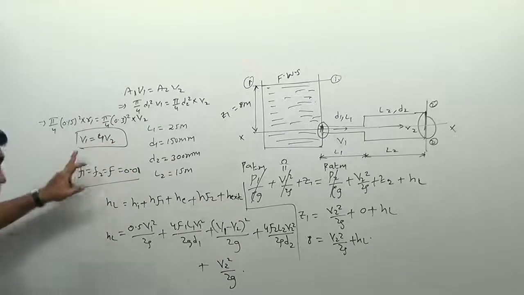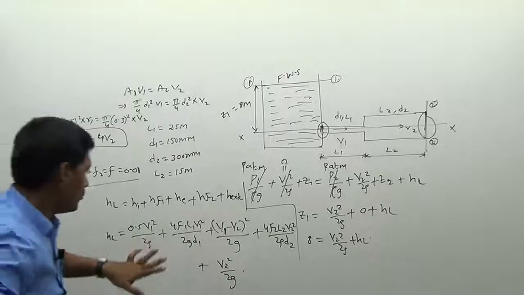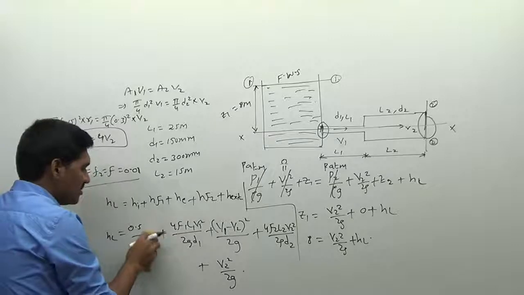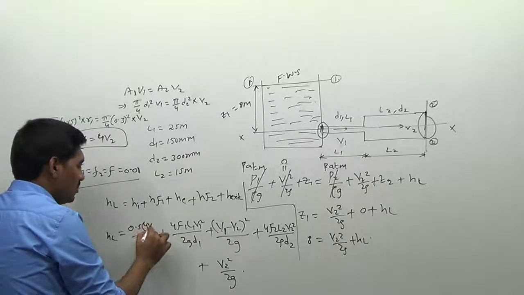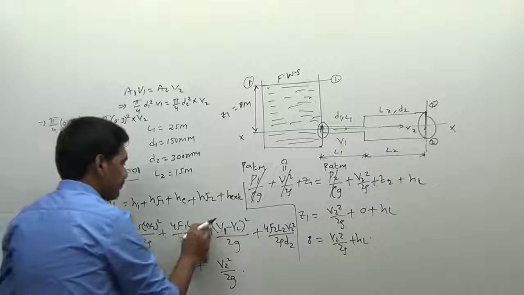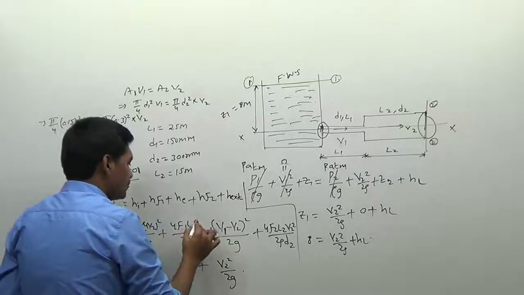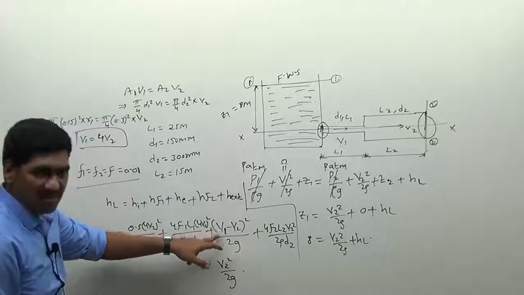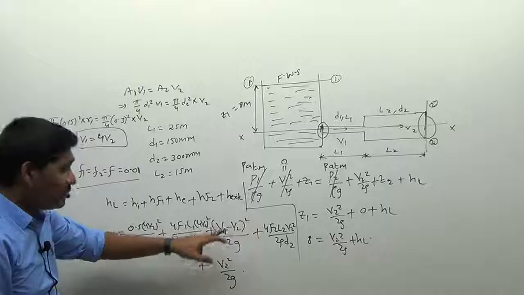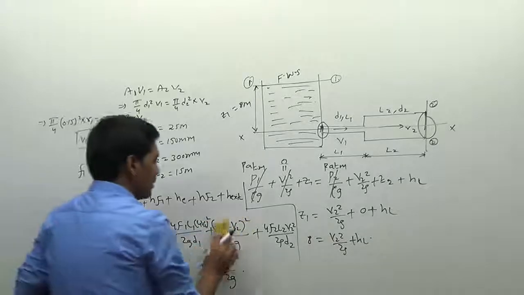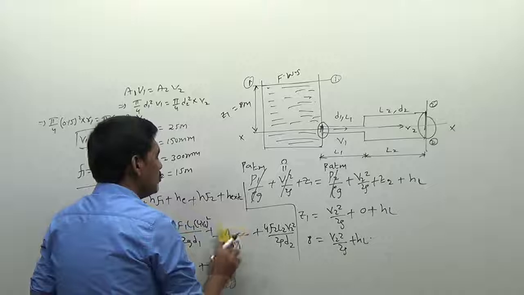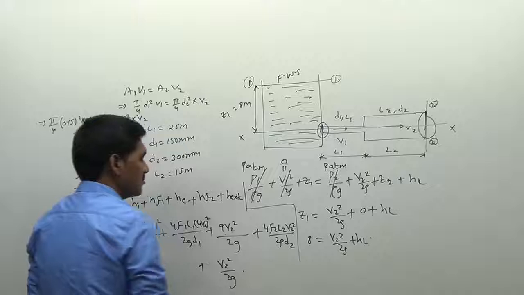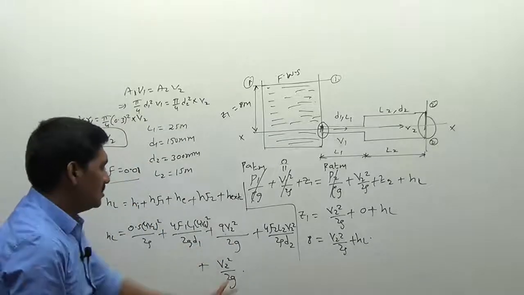Now substitute the value of V1 in terms of V2. V1 is equal to 4V2. You can see here, I am removing V1 and writing 4V2 whole square, and in the enlargement term, V1 is nothing but 4V2, so 4V2 minus V2 is equal to 3V2. Therefore I can write this value as 3V2 whole square, which is equal to 9 V2 square divided by 2G, plus the other head loss terms.